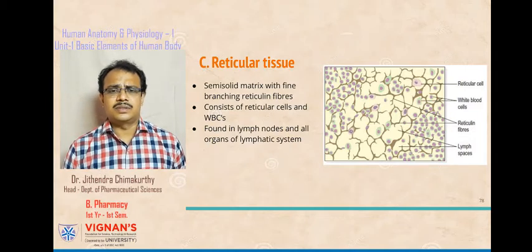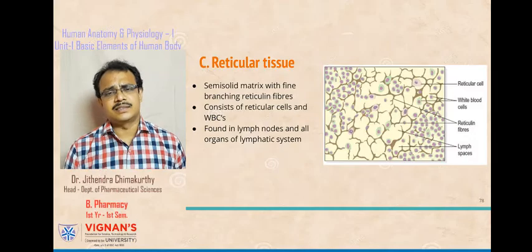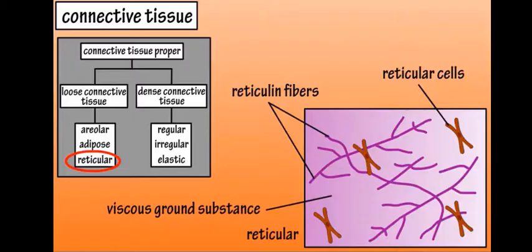Reticular tissue is present in lymph nodes and also in all the organs of the lymphatic system. Reticular connective tissue has a viscous ground substance with a branching network of reticulin fibers within it. Reticular cells and the fibers provide a supportive framework in the spleen, lymph nodes, and bone marrow.